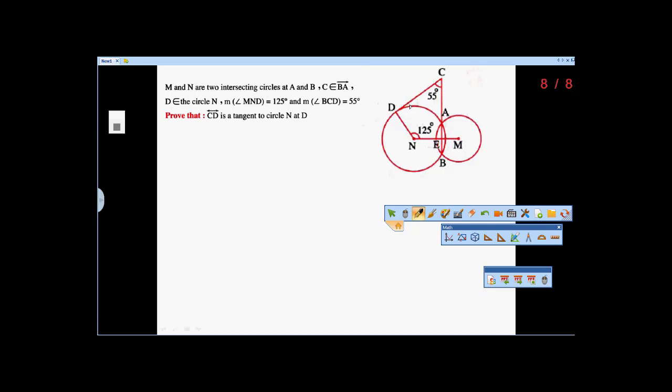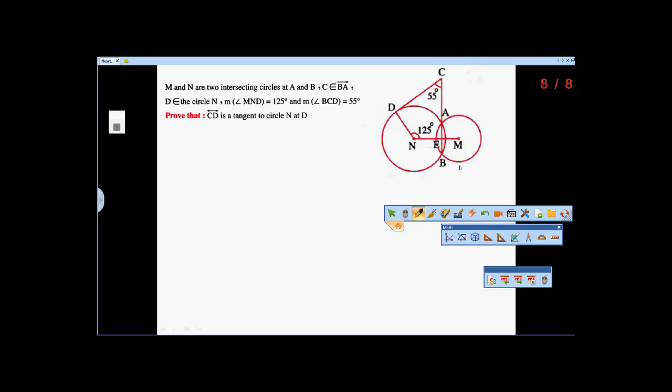To prove that CD is a tangent to the circle N at D, I want to prove that the measure of this angle is equal to 90. If I prove that, then CD is a tangent to this circle. How can I prove this?